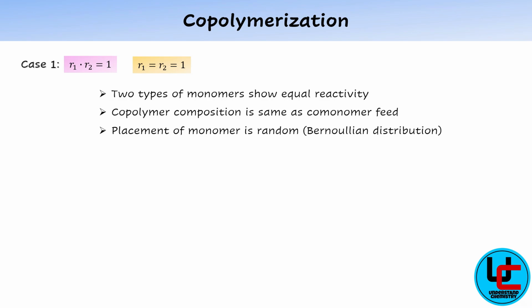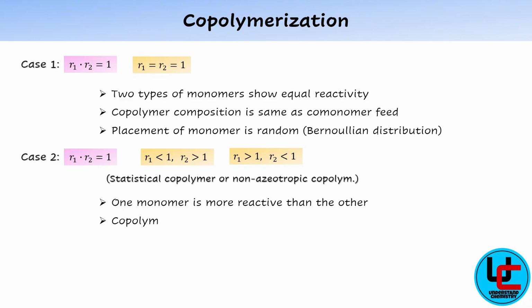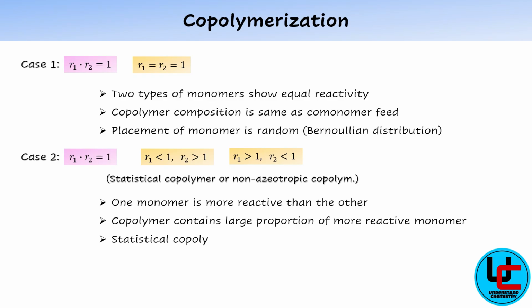In contrast, in statistical copolymerization, the reactivity ratios are unequal. For example, R1 is less than 1 and R2 is greater than 1 or vice versa. Here, one monomer is more reactive than the other. As a result, the copolymer contains a large proportion of the more reactive monomer. The incorporation of monomer is governed by their reactivity, not by feed composition alone. This leads to composition drift and non-azeotropic behavior.